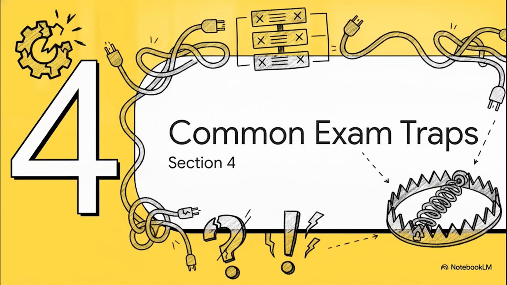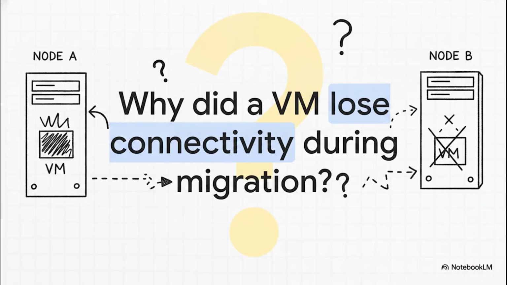Let's pivot now to Section 4, Common Exam Traps. I want you to imagine this exam scenario. You're migrating a highly critical VM from node A to node B during a late-night maintenance window. The VM successfully moves to the new host, but suddenly, it completely drops off the network. Total loss of connectivity. What is the most likely architectural violation here? Take a second to really think about that.